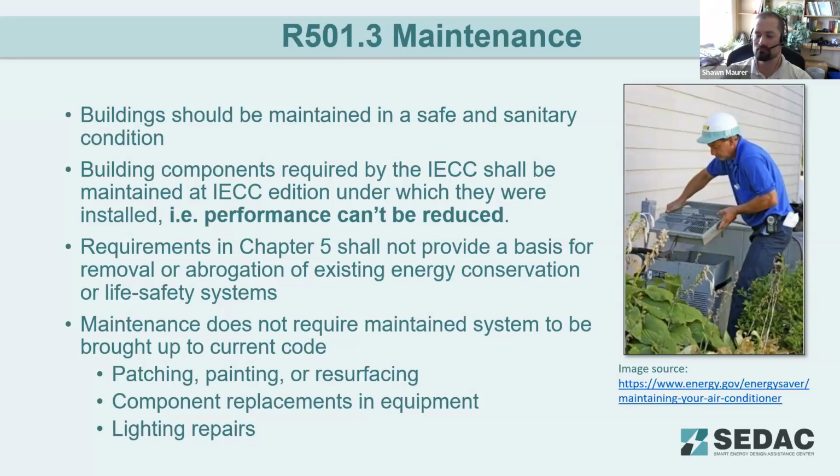And again, maintenance can go into things such as patching, painting, and resurfacing of walls or other surfaces in the building, and replacing components and equipment such as a fan, a condenser, or the compressor. If you're not upgrading the entire system, you're just replacing a component, that falls under maintenance. Lighting repairs, where you're changing out the ballast or bulbs in a fixture but not replacing the entire fixture, fall under that maintenance and repair section.